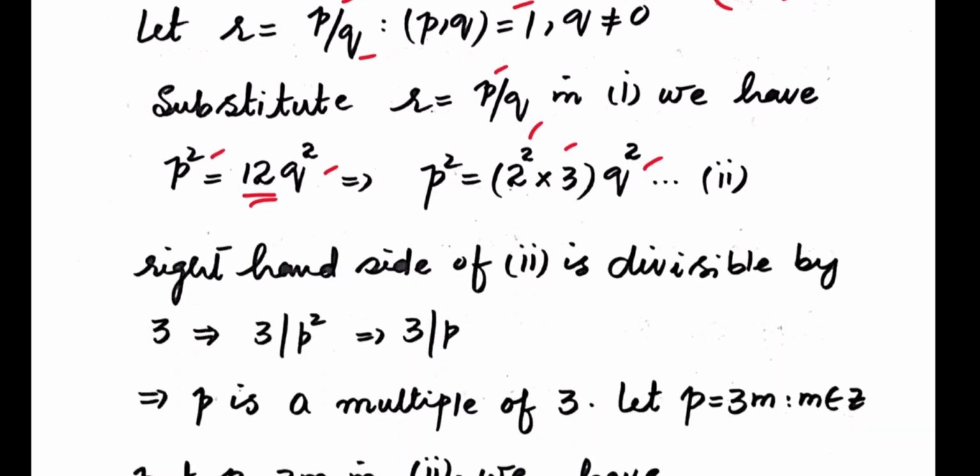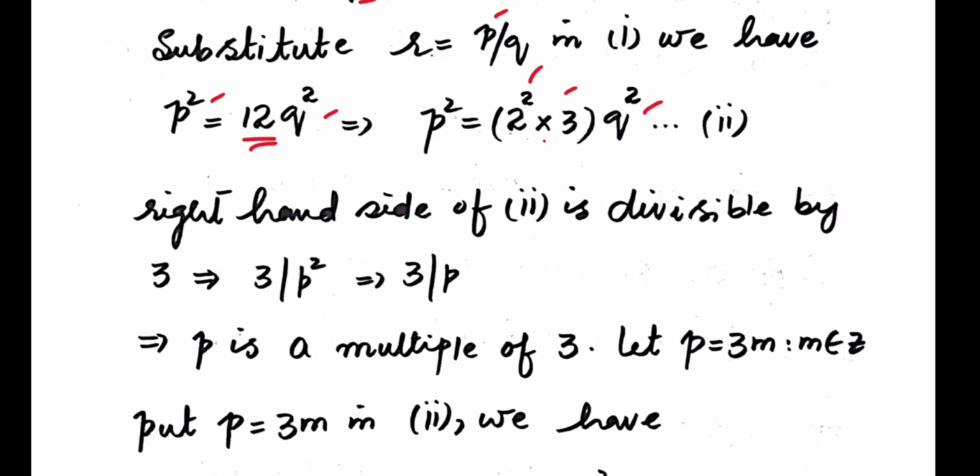Now this is important. If you notice, the right hand side of 2 contains the prime factors 2 and 3. The right hand side of 2 is divisible by 3. It is also divisible by 2, by 6, and by 4. You can take any divisor here. I am taking the divisibility by 3.